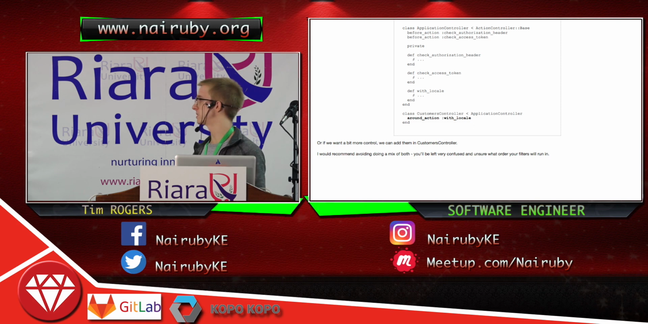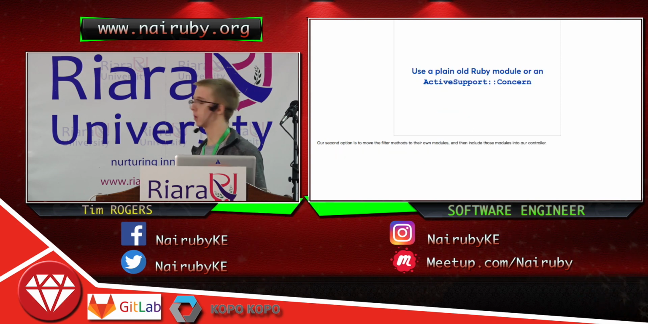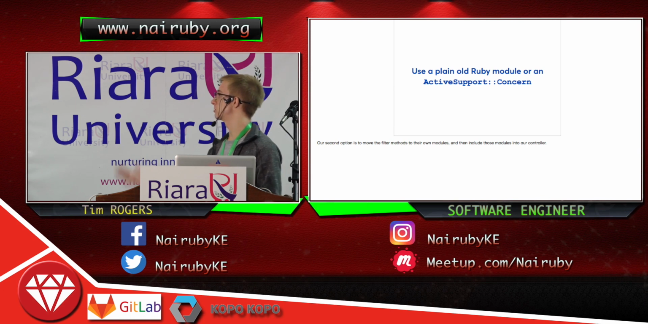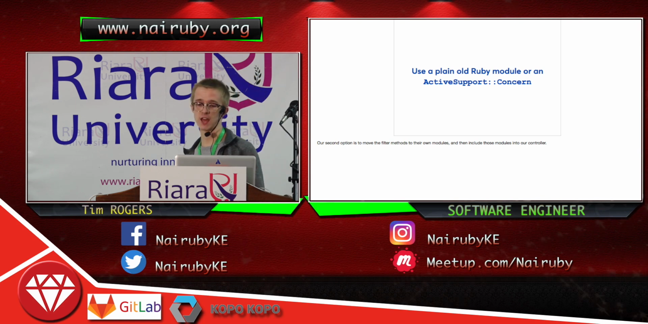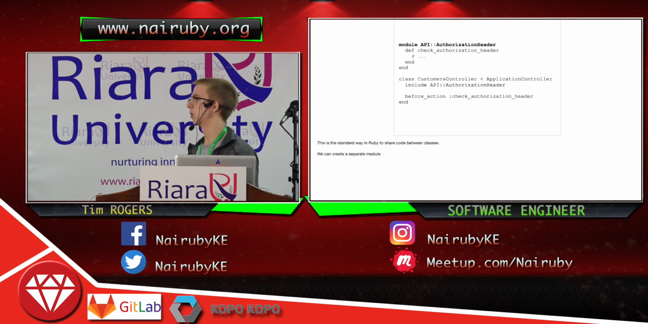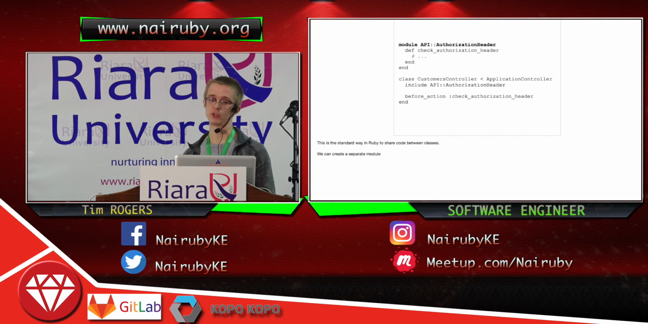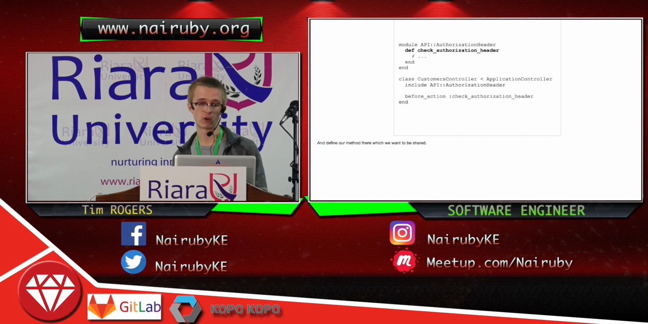A second option is to move the filters into their own modules, and then include those modules into our controller. This is the standard Ruby way to share code between classes. So here we create a module, API Authorization Header, and then we define our check authorization header method in there. That's the code that we want to share. We can then include that module into our controller, and it will behave just like it's a method that's defined in the controller itself. So we can just use before action.